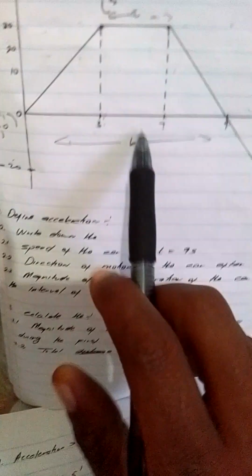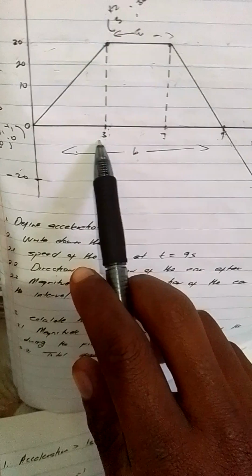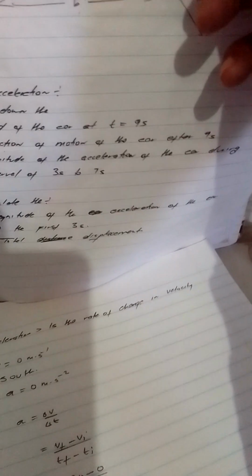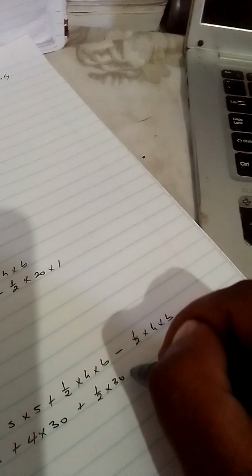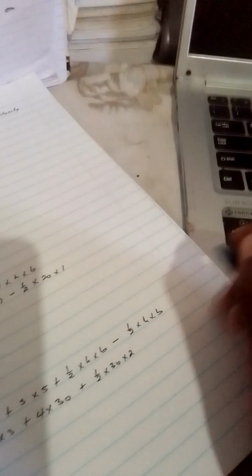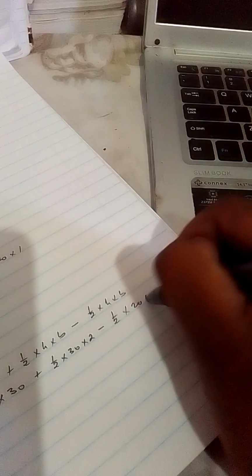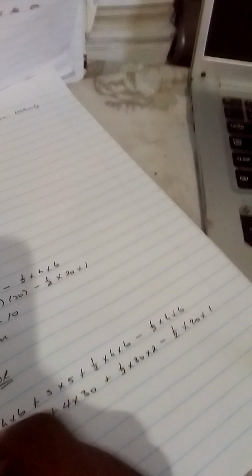Plus the square: 7 minus 3 is 4, so 4 times 30 minus 0, which is 30. Plus 1 over 2 times the height of this triangle, again 30, times the base, 9 minus 7, which is 2. Therefore we minus 1 over 2 times the height, which is 20, times the base, which is 1.